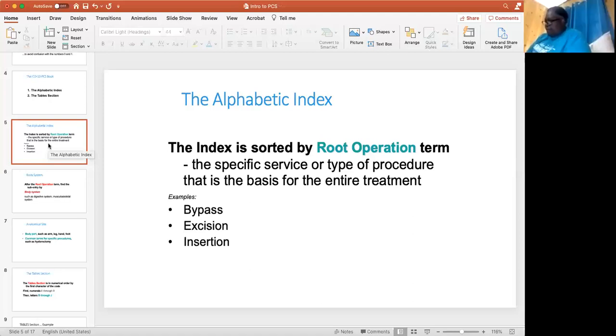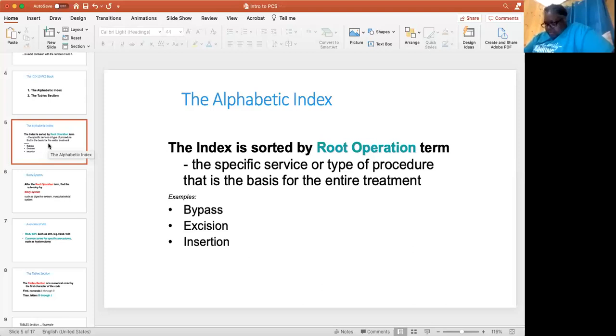Okay, I'm trying to find where you're at. I'm toward the back of the book. The edge of the page is gray, and it says imaging. And there are codes that start with the letter B. Okay, I'm with you now. I'm in imaging. I found the fluoroscopy. So you see that it's listed as a root operation term.